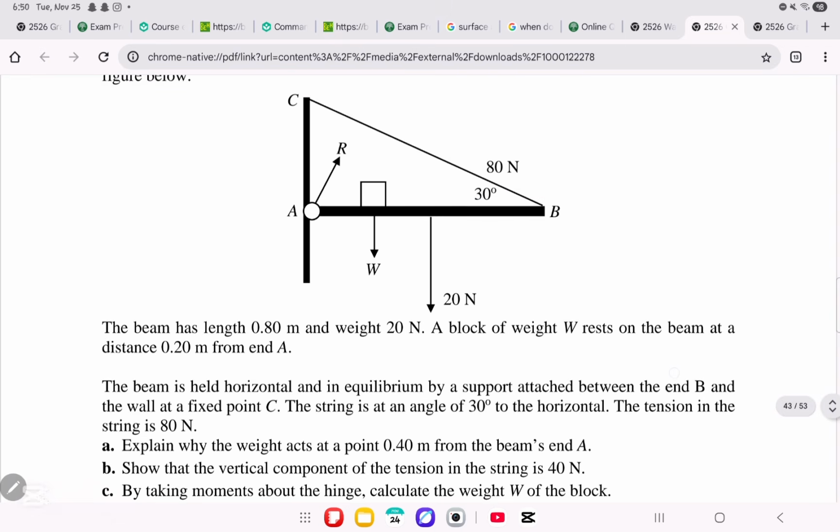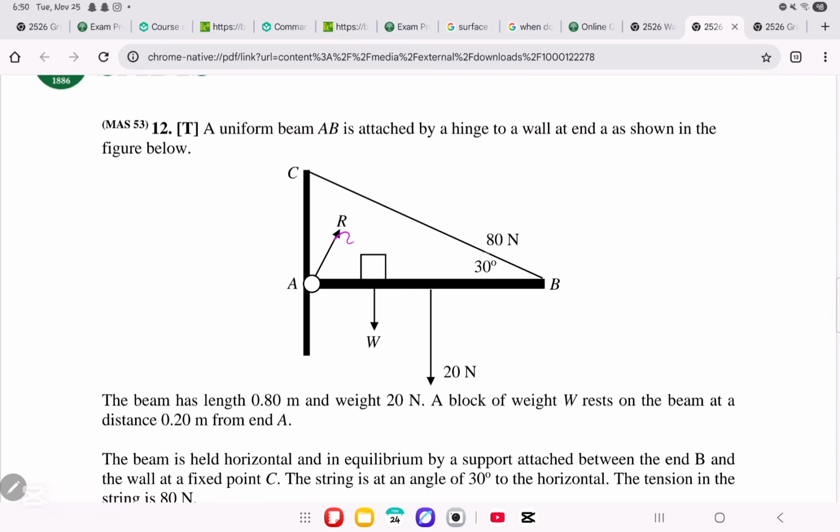So we know that it is in equilibrium, right? And we separated it into Ry and Rx, and we don't forget about the tension. So this would be 40 because it's 80 sine 30, and the other one is 80 cosine 30, which is 40 radical 3. And we have the value of the weight to be 120 newtons.